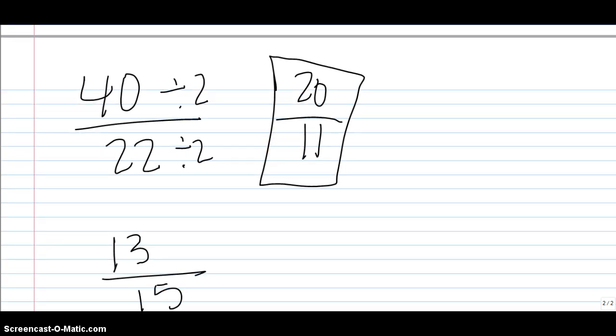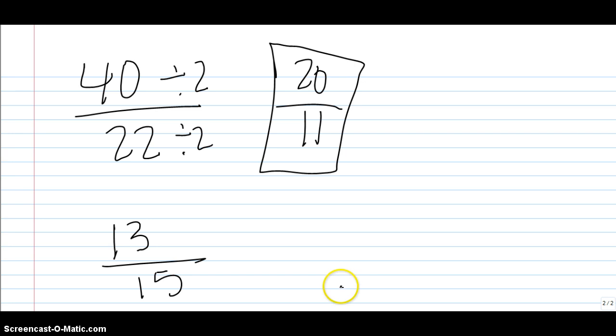And my last example here is 13 over 15. Can we reduce that into lowest terms? No, we can't, because there is no number that can go into 13 and 15. So in that case, this right here is our answer in lowest terms.